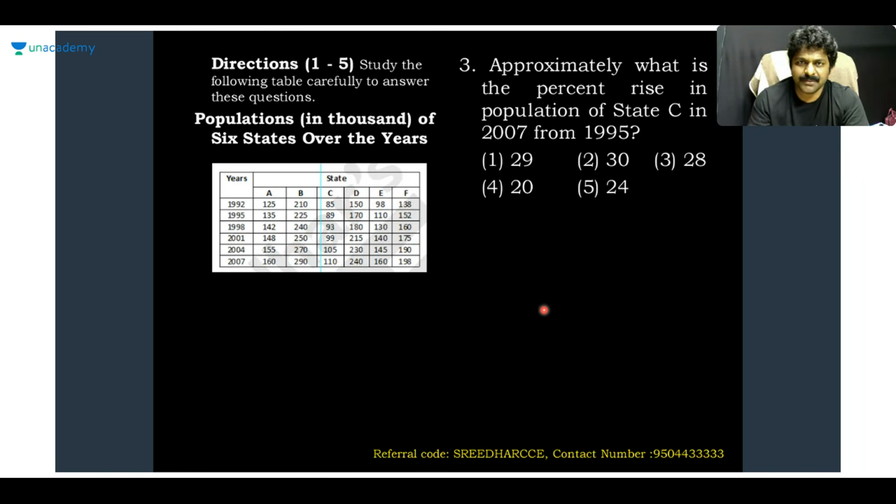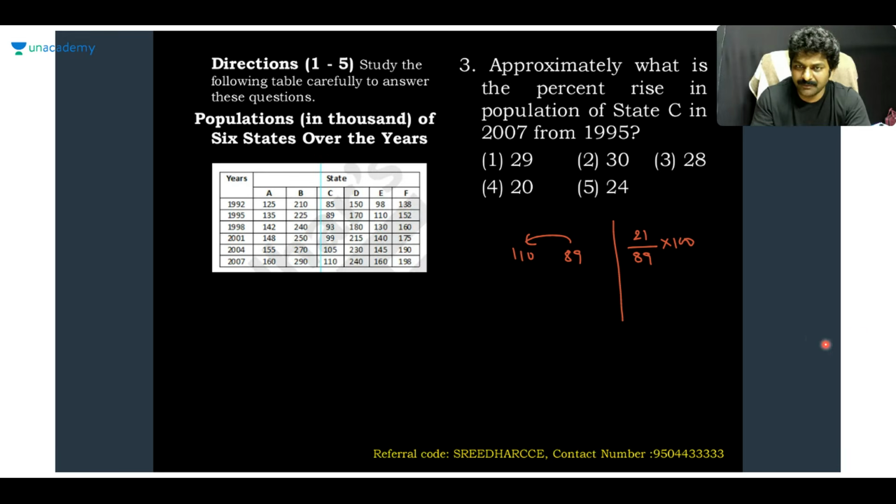Approximately, what is the percentage rise in population of C in 2007 compared to 1995? State C in 2007, that is 110. Approximate percentage increase in 2007 from 1995. The 1995 C value is 89. So from 89, how much increase is there? That's what we need to calculate. 89 becomes 110, increased by 21, from 89, percentage into 100.